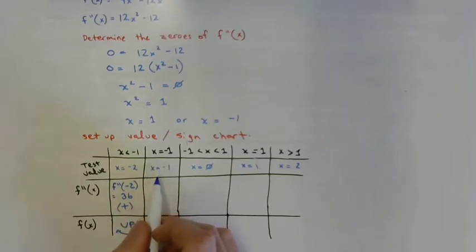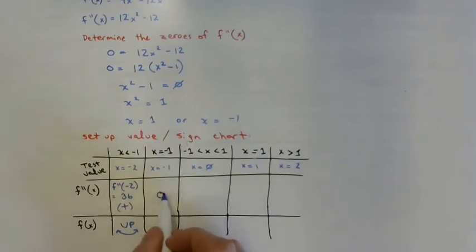Where x equals -1, the second derivative, that was one of our zeros, so we know it's going to be 0, which tells us that is a point of inflection.